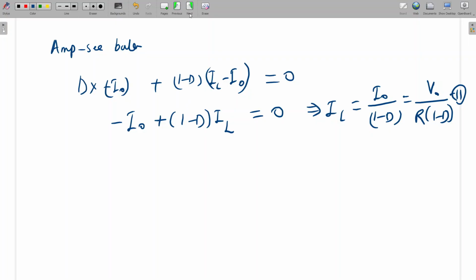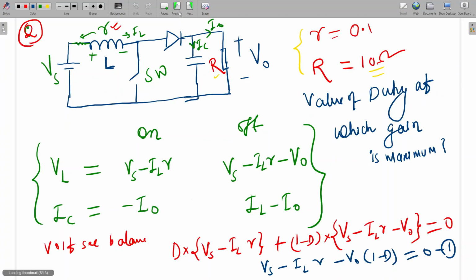Sir, please explain this volt second equation. Okay, see, volt second means the on time voltage area and the off time voltage area should be equal. The area under the periodic voltage, the average voltage across any inductor, should be equal to 0; that we call volt second balance. And average current across any capacitor should be equal to 0; that is called ampere second balance. So how are we calculating? On time voltage we multiply with duty, and off time voltage we multiply with 1 minus duty. So this expression should be equal to 0. Is it clear?